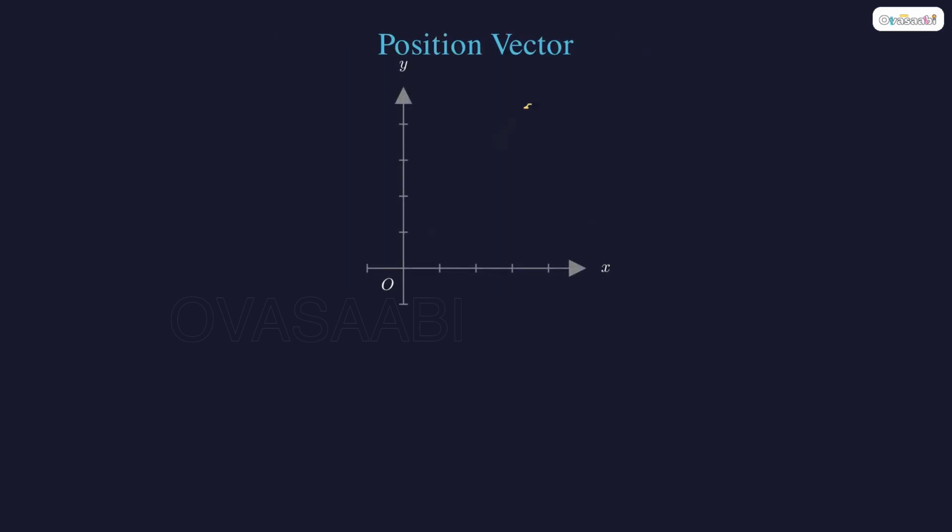A position vector is an arrow from the origin to a point. It tells us exactly where that point is. We write it as OA or vector A.